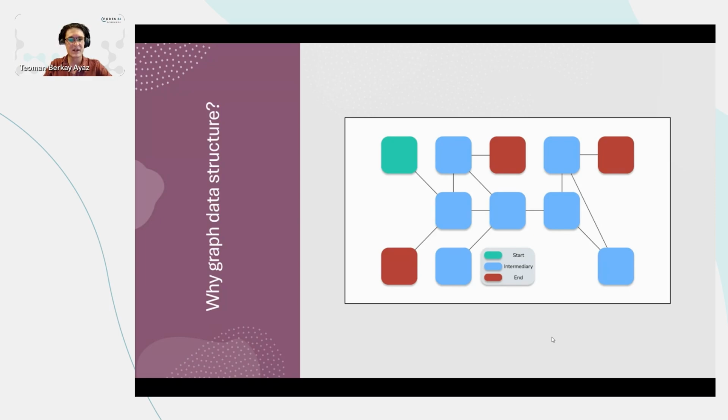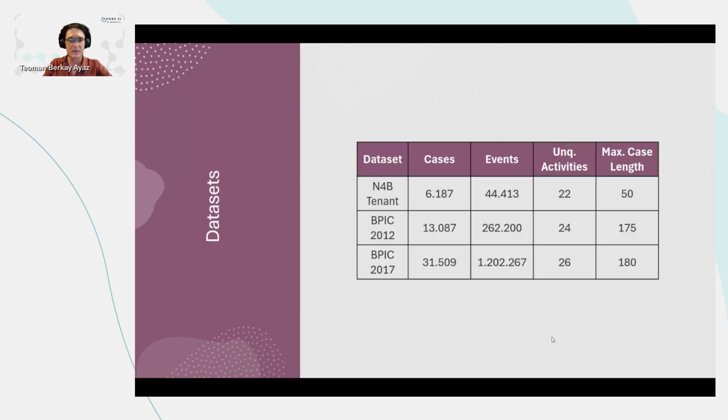Because of that, our studies mainly focus on usage of graph data structure, graph neural networks, and unsupervised methods to detect anomalies. Throughout the studies, we used three data sets. The initial one is a data set that is extracted from our BPM database. It belongs to a tenant of the Next4biz BPM platform whose identity will be kept anonymous.